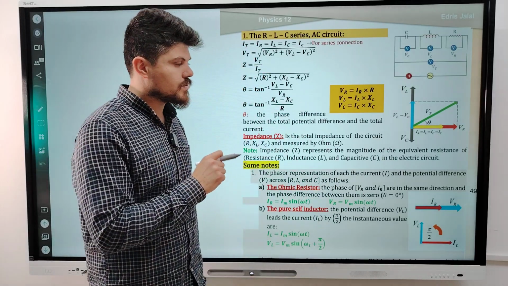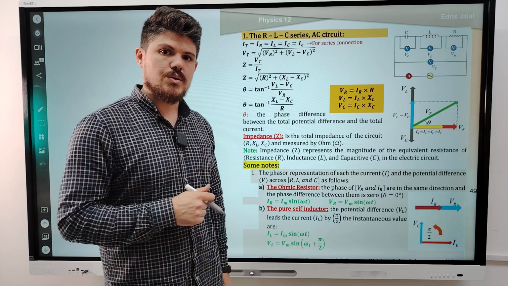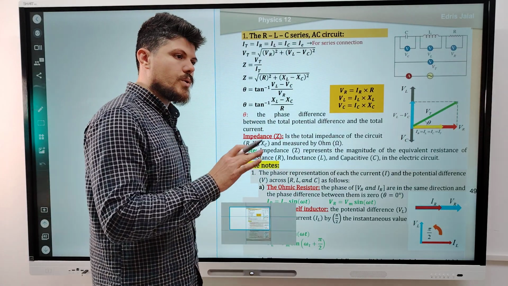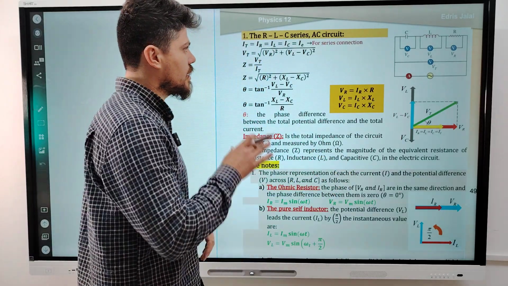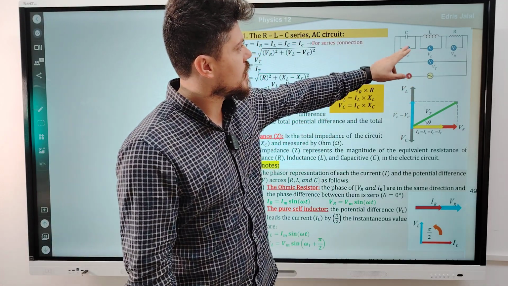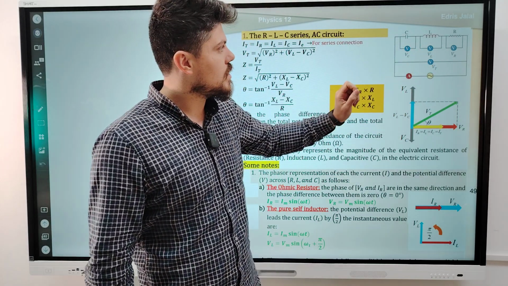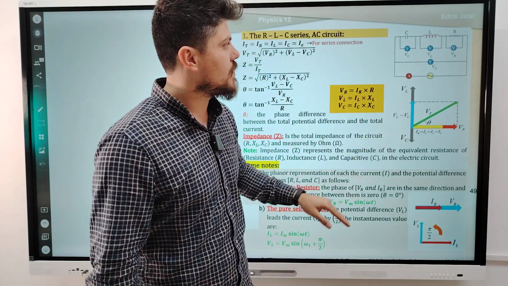Okay, after we proved all the equations related to the RLC series circuit in AC circuits, today's lesson we're going to solve all questions related to this topic. Just to remind you, this is a circuit connecting a capacitor, inductance, and resistance in a series connection. And we have a potential difference across each of them.